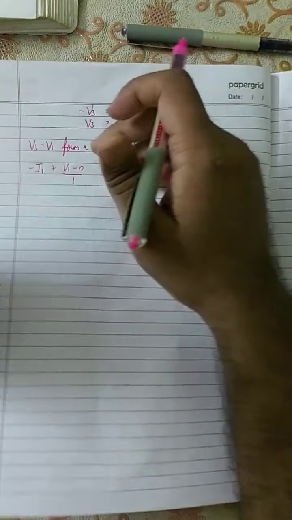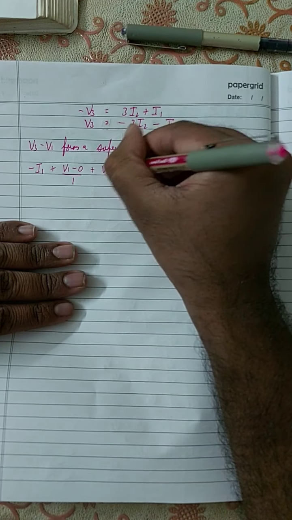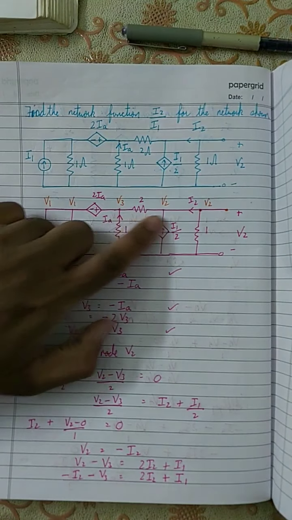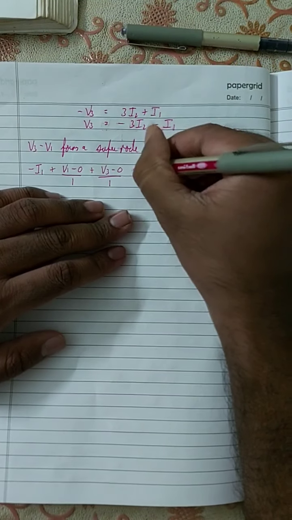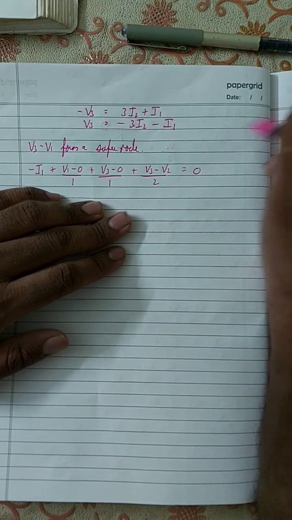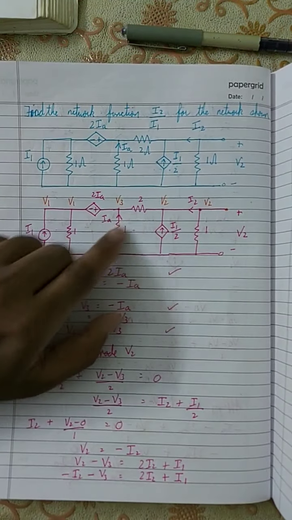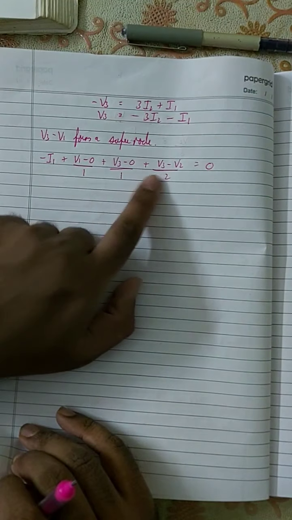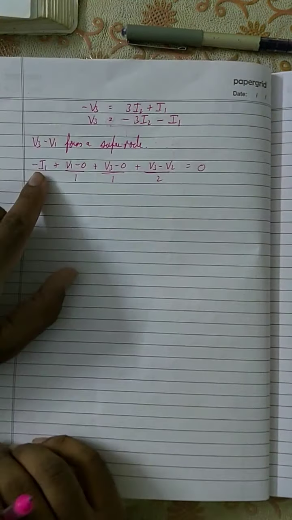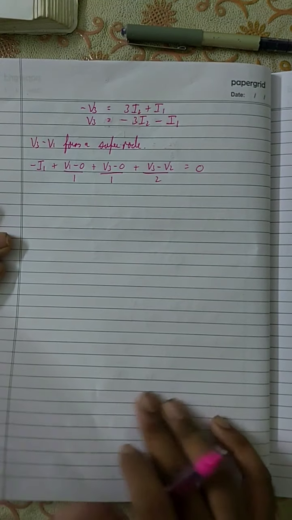So this is (V3 minus 0)/1 plus (V3 minus 0)/1, and here it is (V3 minus V2)/2 plus (V3 minus V2)/2 is equal to 0. Okay, so two branches over here, those two terms are over here, two branches over here, and those two terms are over here. Okay, so that's it.